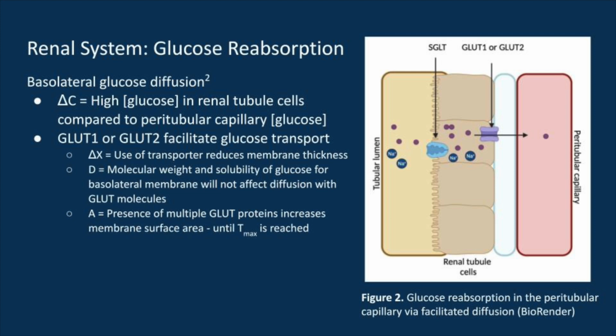Alrighty, now that we understand Fick's law of diffusion, let's look at the renal system and how the Fick's law of diffusion applies to glucose reabsorption. Glucose will enter the glomerulus and get filtered in the renal tube. 99% of glucose will get reabsorbed in the proximal convoluted tube as the nephron tries to reclaim glucose.